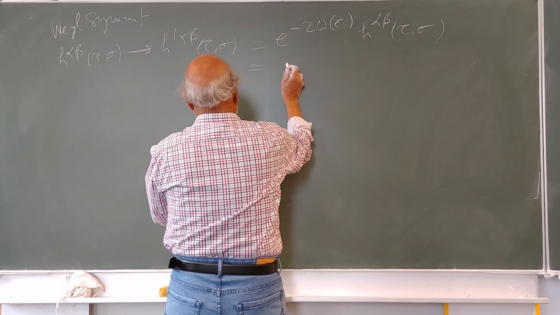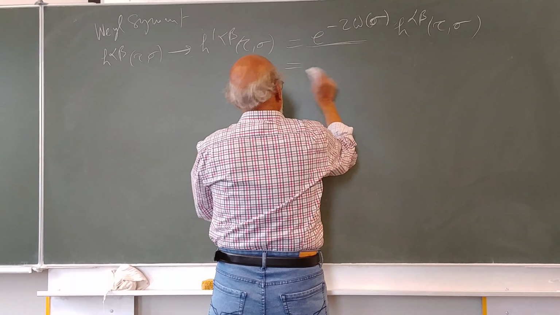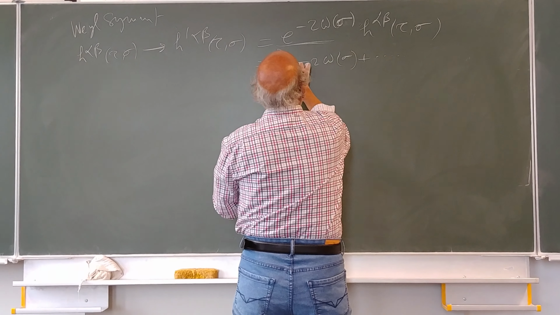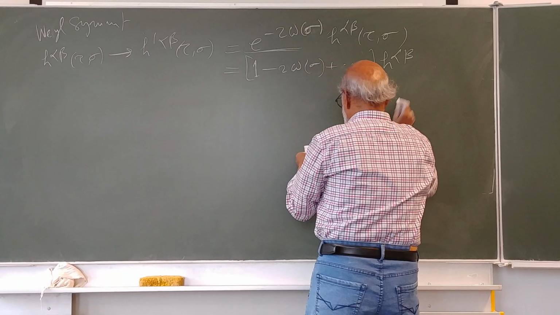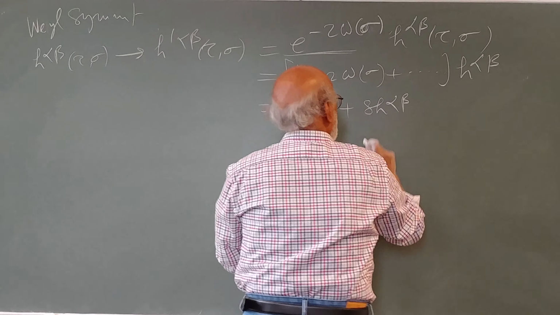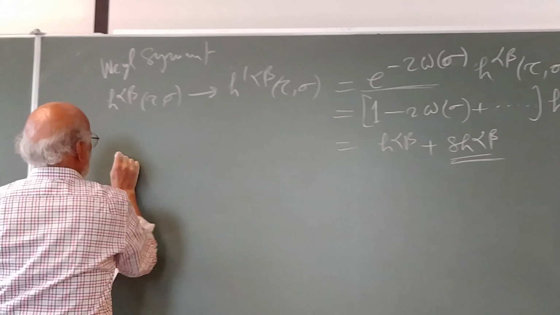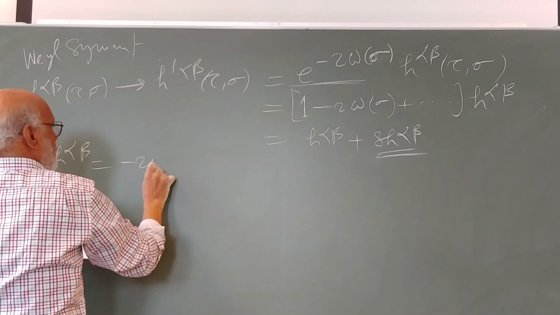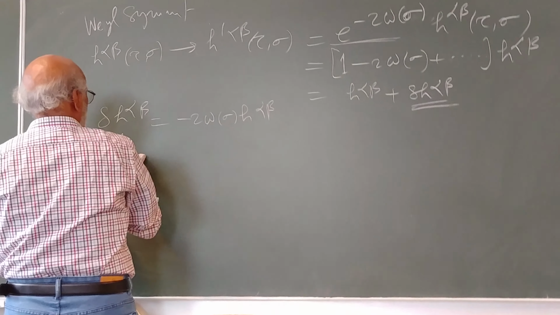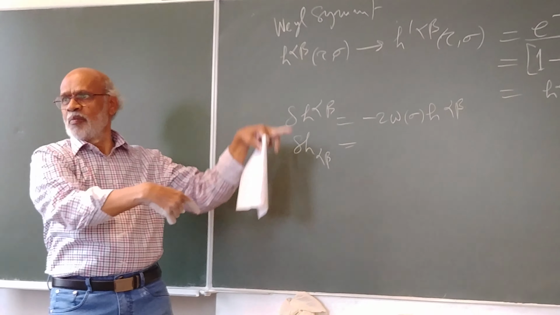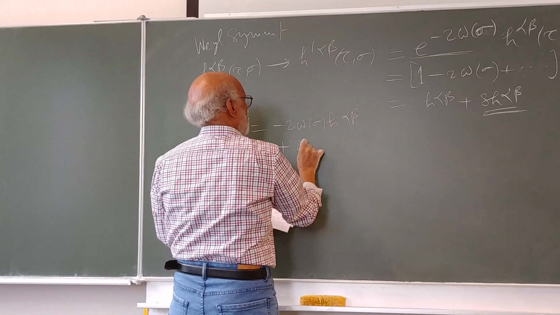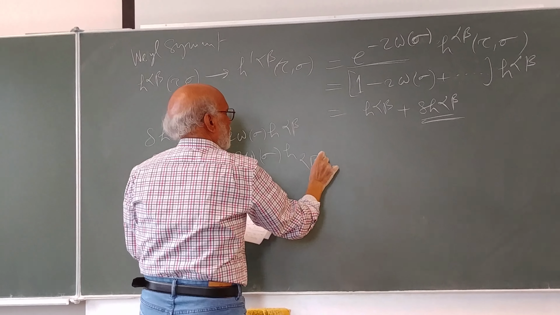This e to the power minus 2 omega could be expanded as 1 minus 2 omega plus higher orders, into H alpha beta. This could be written as H alpha beta plus delta H alpha beta. Here, this delta H alpha beta is minus 2 omega H alpha beta. So then we have to watch out with respect to the indices being upstairs or downstairs. When it is this, then it is the inverse of that, and this will give you plus.